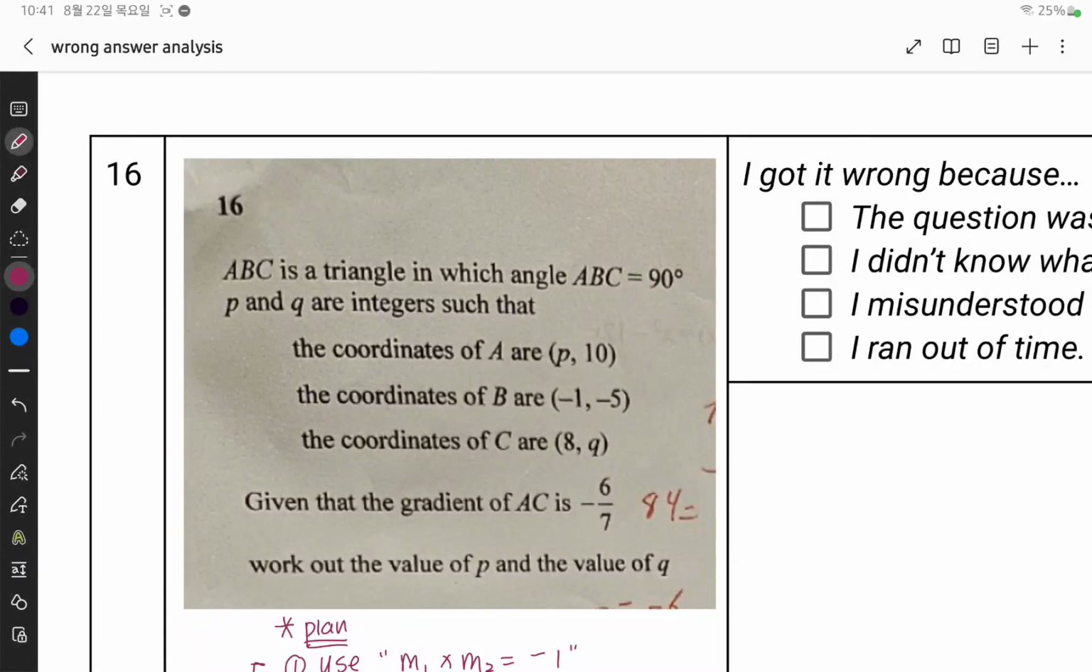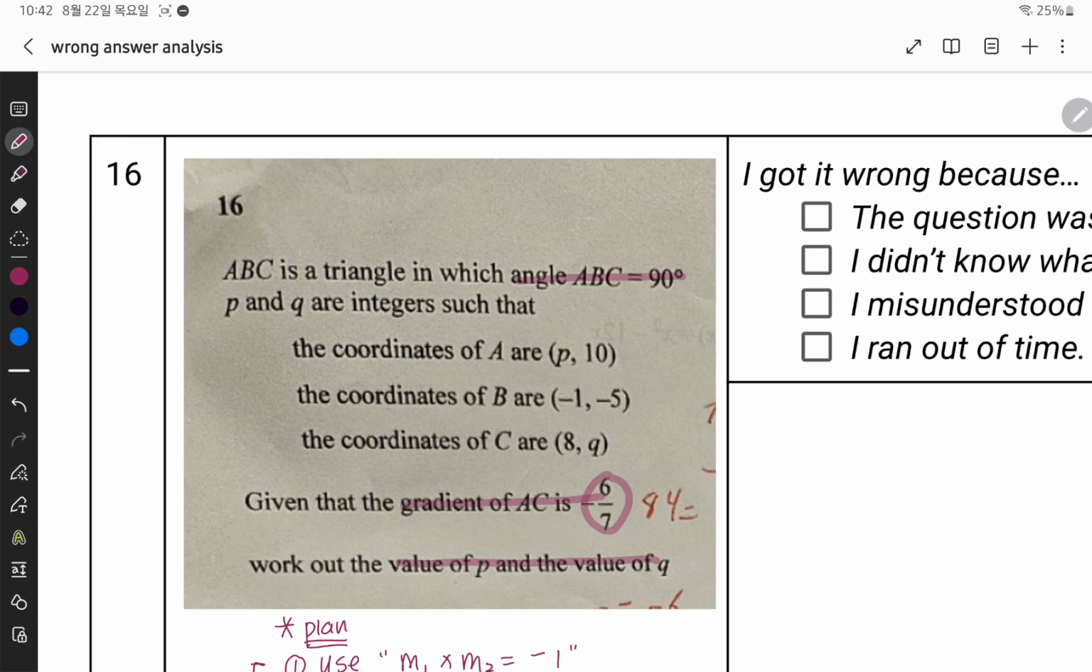For this question, it's asking us that ABC is a triangle in which angle ABC equals 90 degrees, and P and Q are integers such that the coordinates of A are P, 10, the coordinates of B are -1, -5, the coordinates of C are 8, Q. Given the gradient of AC is minus 6/7, work out the value of Q and the value of P.